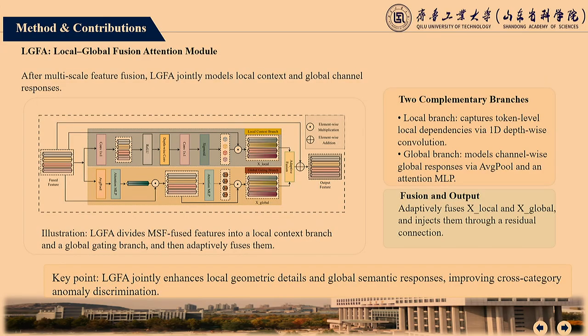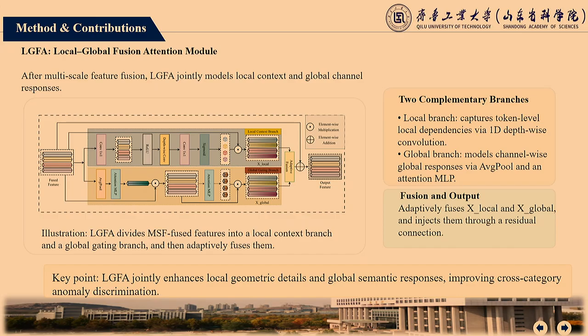Now I will introduce the first core module, LGFA, which stands for Local Global Fusion Attention. The core of this module is to model both local contextual information and global channel response after multi-scale feature fusion. LGFA mainly contains two branches. The first one is a local branch, which uses one-dimensional depth-wise convolution to capture local dependence among tokens.